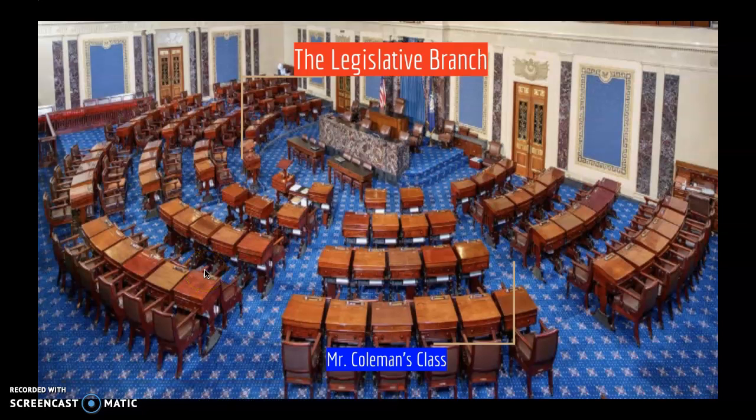This is Mr. Coleman's class, and we're going to be talking about the legislative branch today. And as we can see here, this is a picture of what the House of Representatives would look like, and we're going to get into that in a little bit.